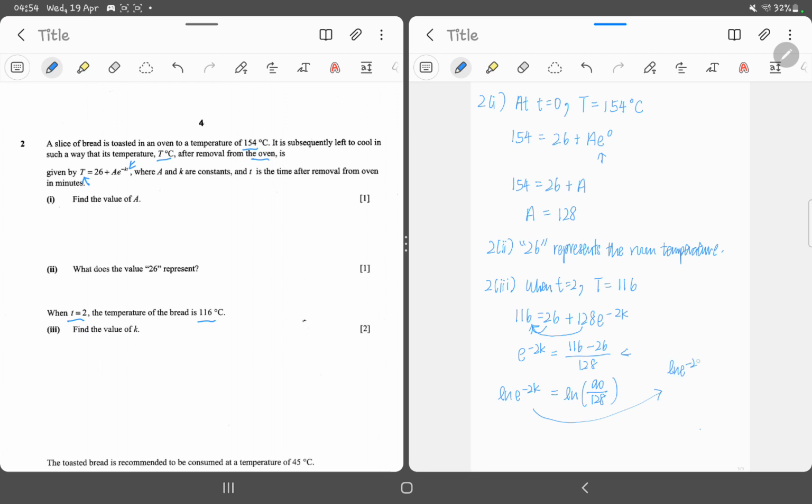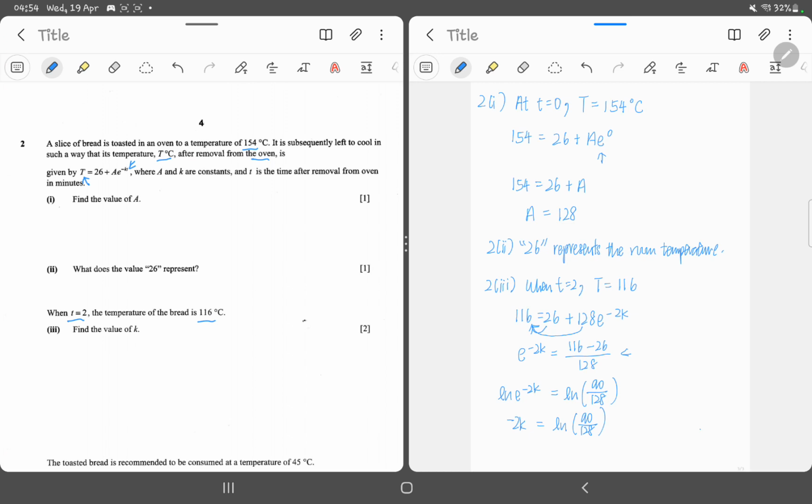ln e to the power minus 2k, I can bring down the minus 2k using the power law, and this will be ln e, but we know that ln e is 1, so this is in fact just equal to minus 2k. So minus 2k equals ln 90 over 128.